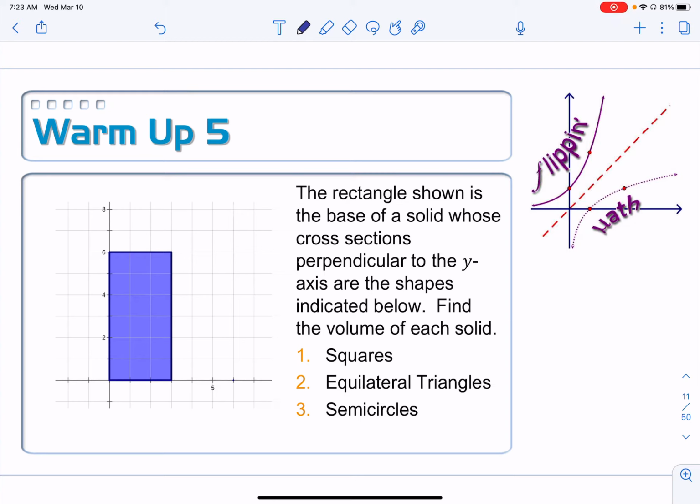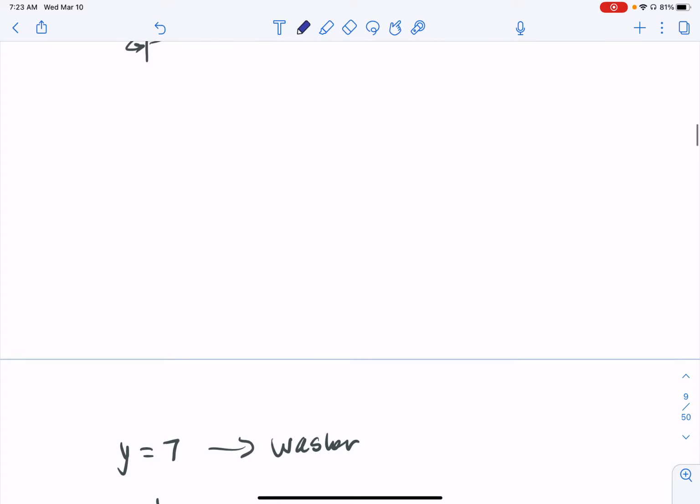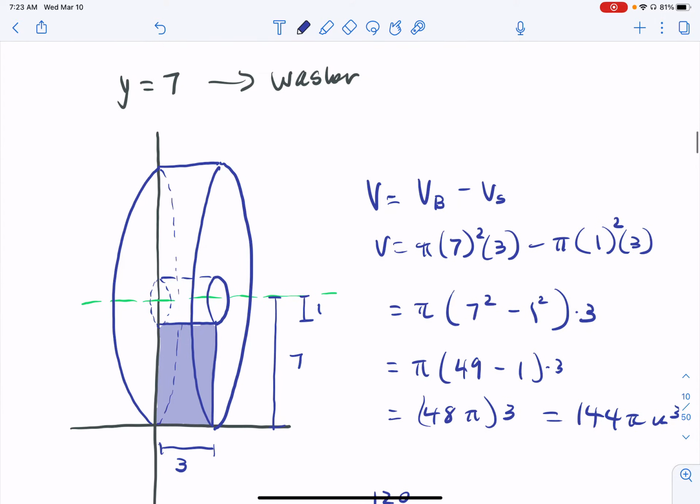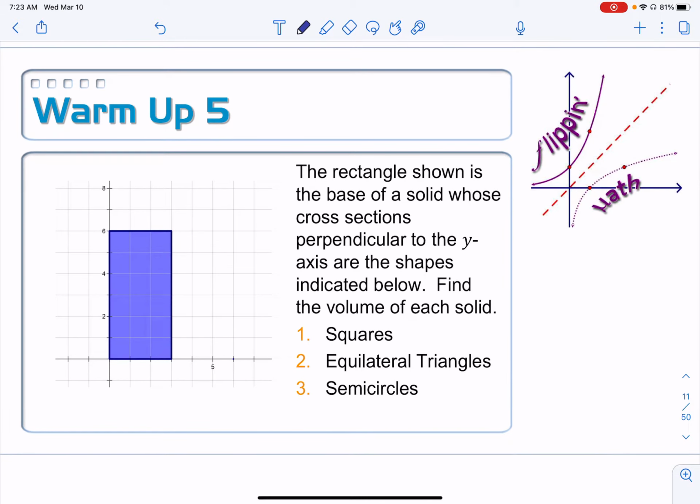So basically, the previous warm-up activity, the number 4 there, was a sneak preview of the disk method and the washer method right here. Okay, and then our second objective has to do with finding the volume of a solid with known cross sections.